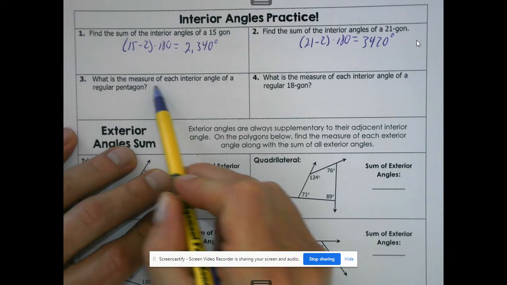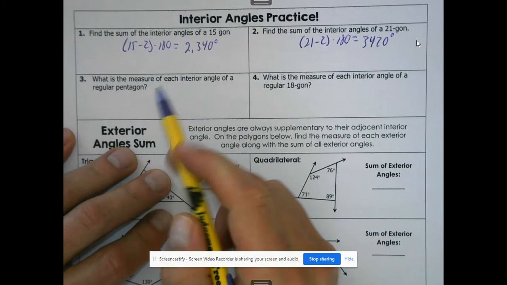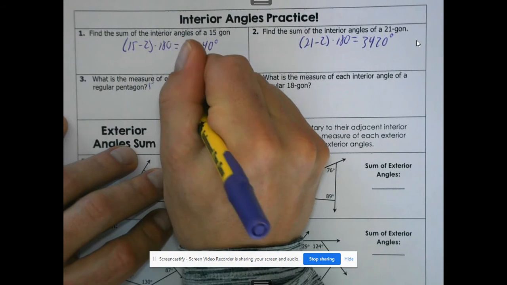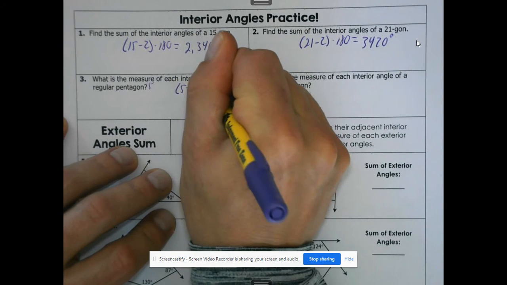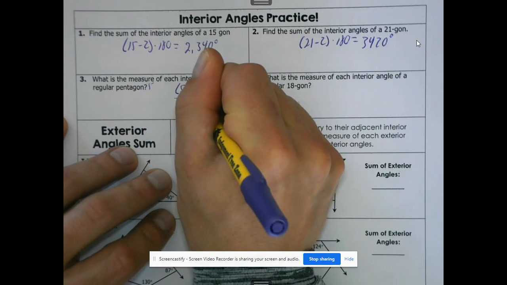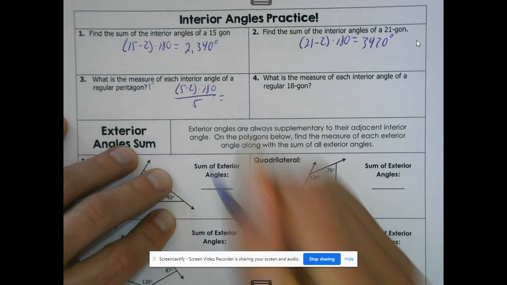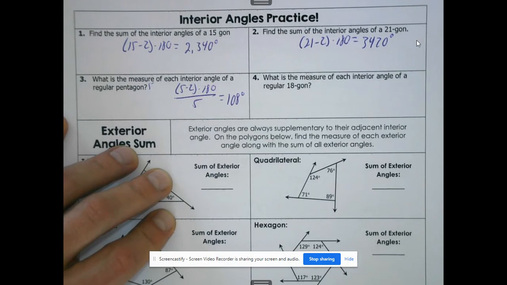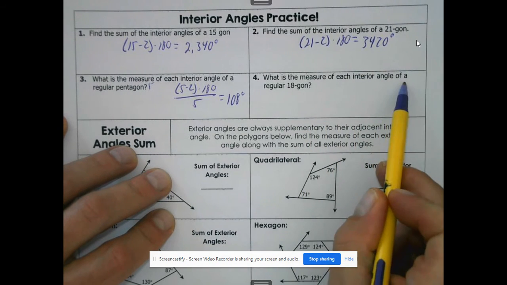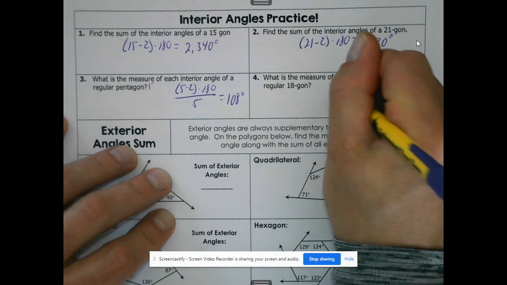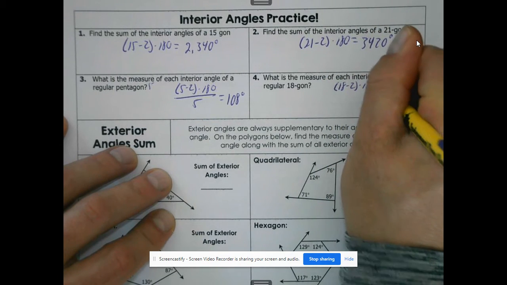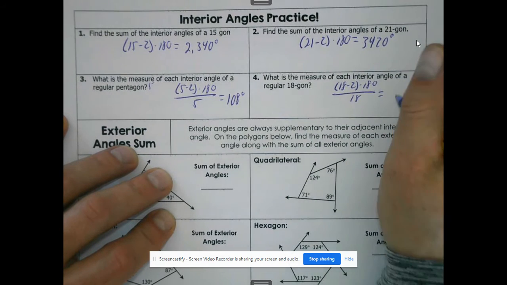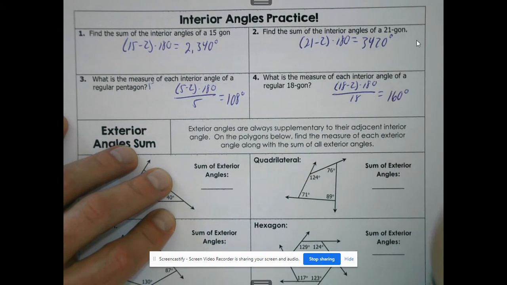What is the measure of each interior angle of a regular pentagon? Our pentagon has five sides. All right, so we take 5 minus 2 times 180, and divide that by number of sides, which is 5. If you type that in correctly, that comes out to be 108. What is the measure of each interior angle of an 18-gon? Okay, 18 sides minus 2 times 180, divided by 18. That comes out to be 160 degrees.